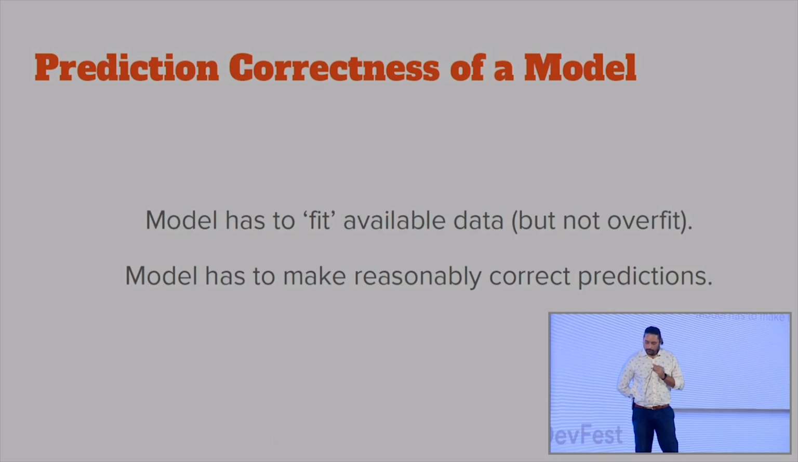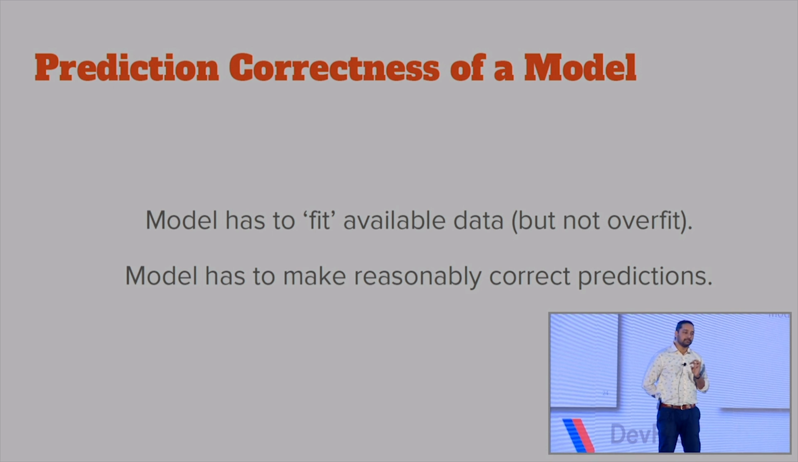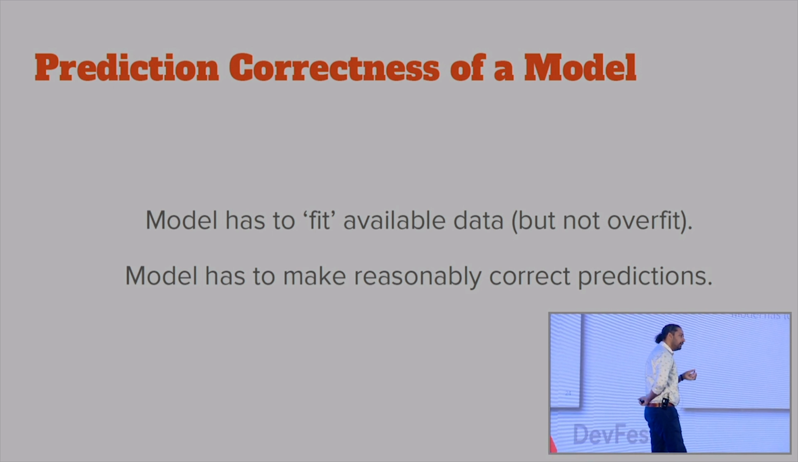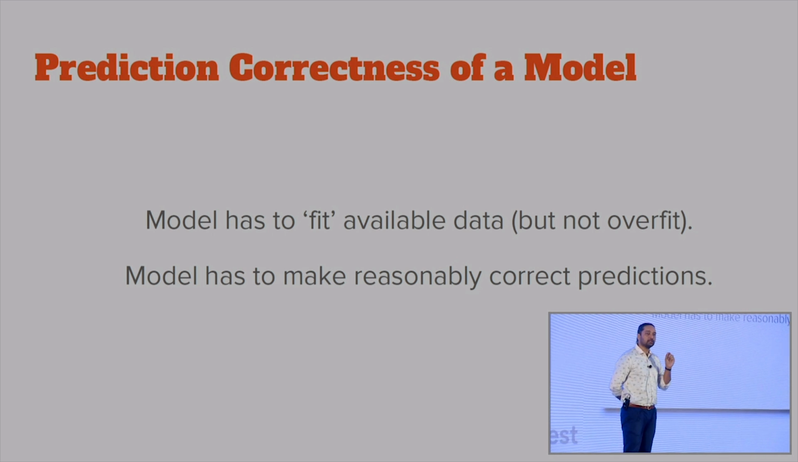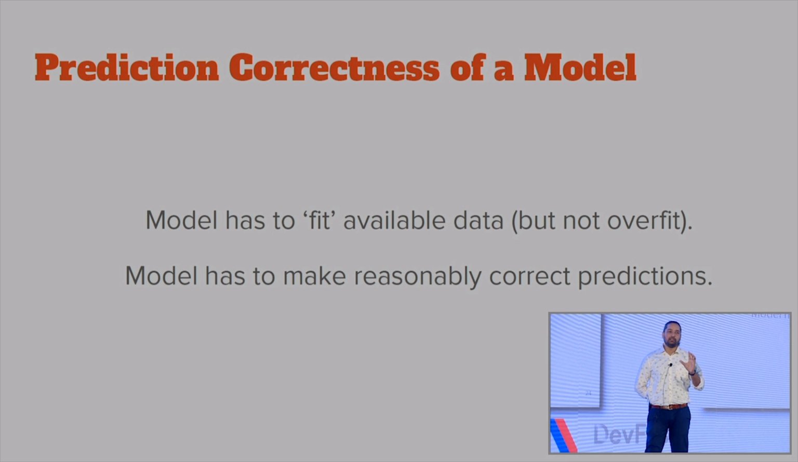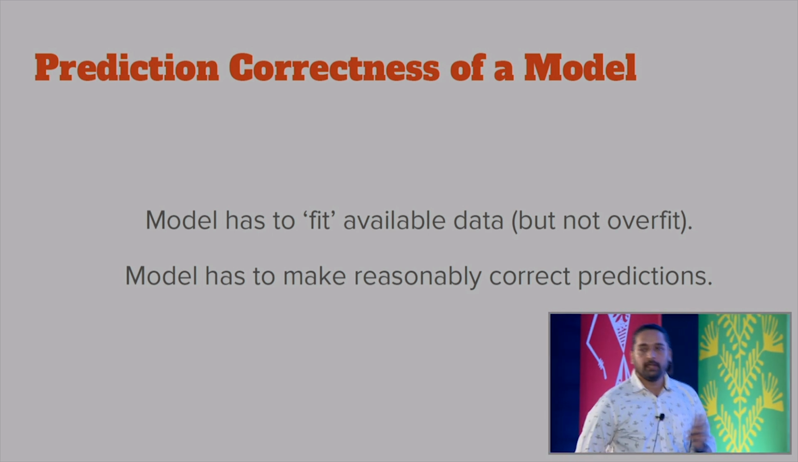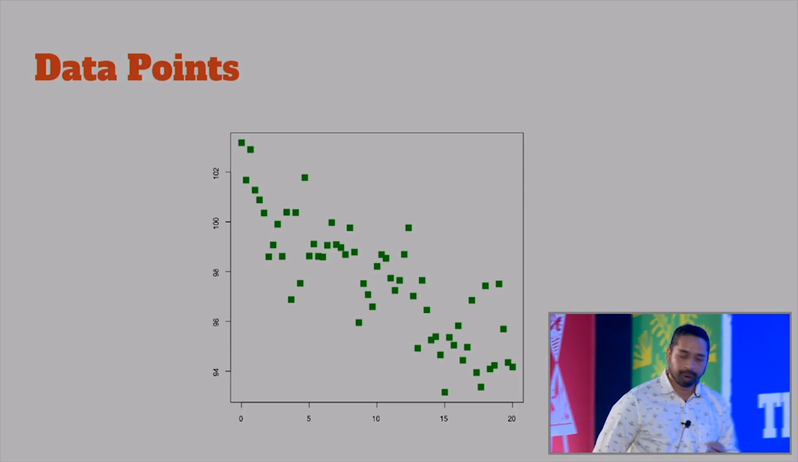So the two things to the prediction correctness of a model: one, it has to fit existing data, but not overfit. An overfitting model would be kind of what Ptolemy did, to say it becomes a complex thing and works under specific circumstances, but if you give some other data nearby, it gives a completely different result. Okay, that's not wanted. And of course, it has to make reasonably correct predictions.